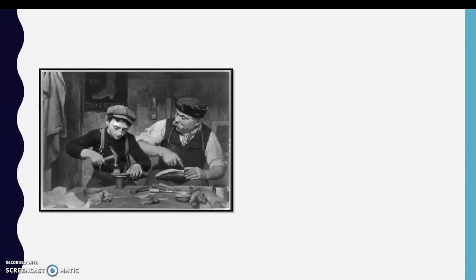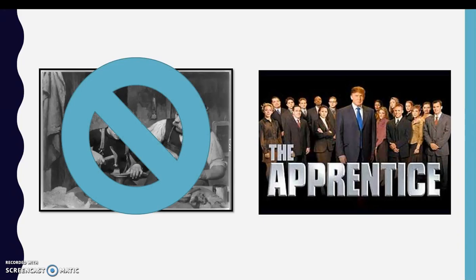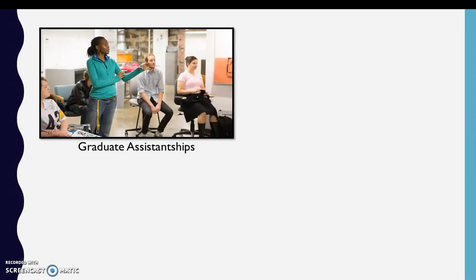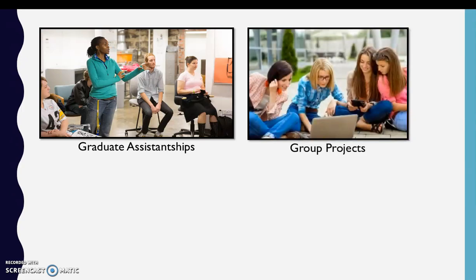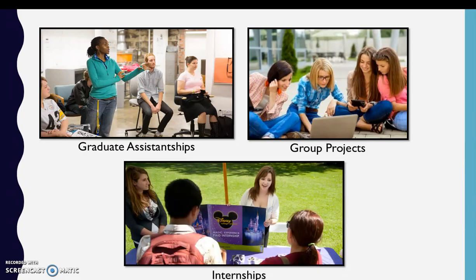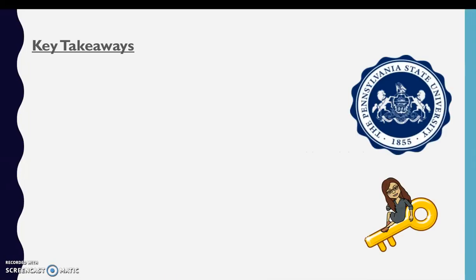Let's look at a few examples. Many of us, when we hear the word apprenticeship, have an image like this come to mind. Sure, that's true, but let's not think of it that way. Others may think of a reality show. Let's not think of it that way either. When we think of cognitive apprenticeships in higher education, this could be graduate assistants, whether teaching or research. This can be group projects, especially if the projects in our classrooms are for outside professionals so they can see their work being implemented. And then the one we're all probably familiar with is internships. These are important in higher education because many academic programs require them, because we know how valuable they are.